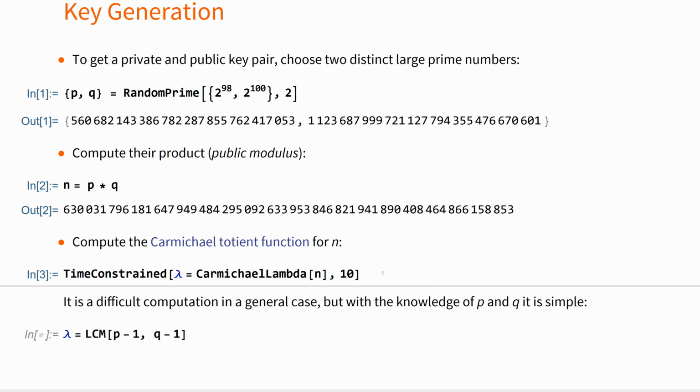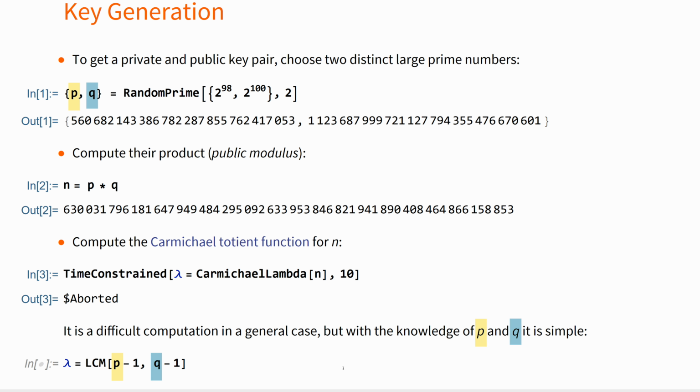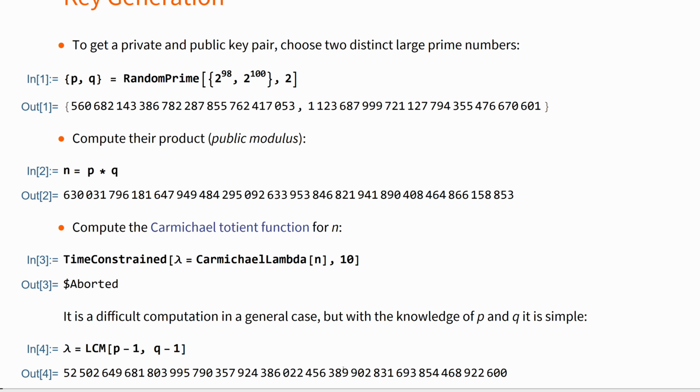Next, you need to compute the Carmichael totient function for n. It is a difficult computation in the general case, like this example fails after 10 seconds, but with the knowledge of factors p and q, it is simple.